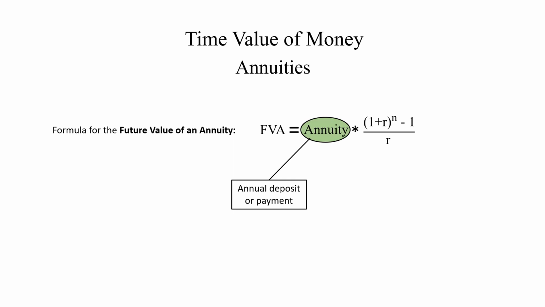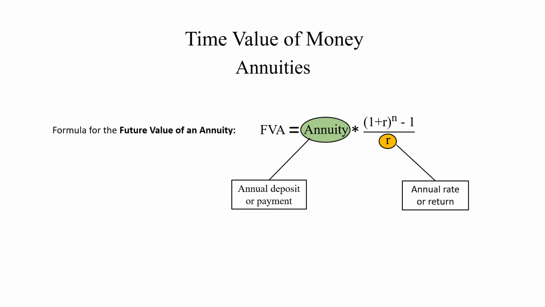The term annuity in this formula represents the annual deposit that is made by you, or the annual payment to you. From this point on, we'll just designate this variable in the formula PMT, which would stand for payment. The letter R will represent the rate of return. If you're making deposits into a money market account, R would represent the interest rate.